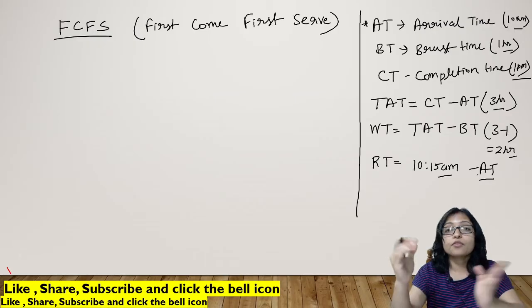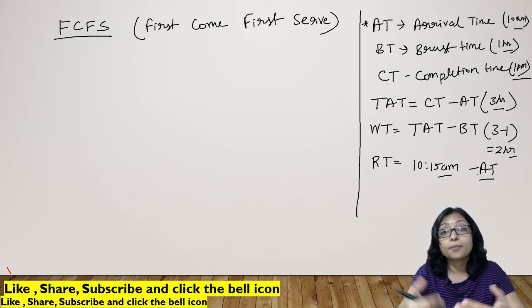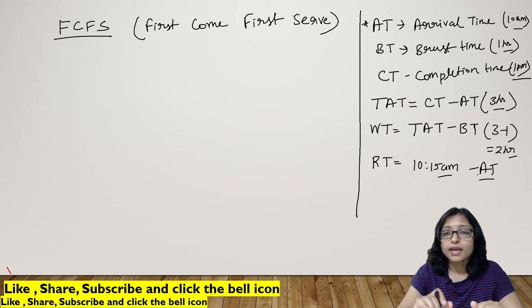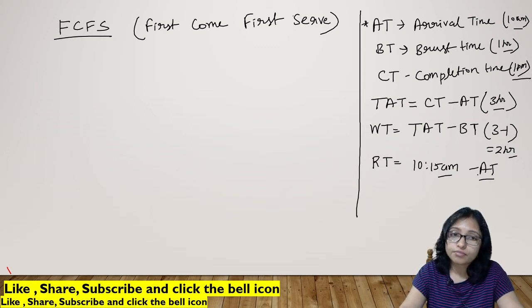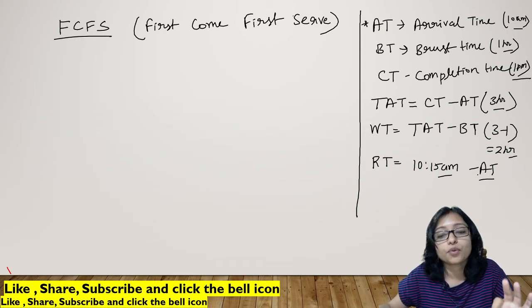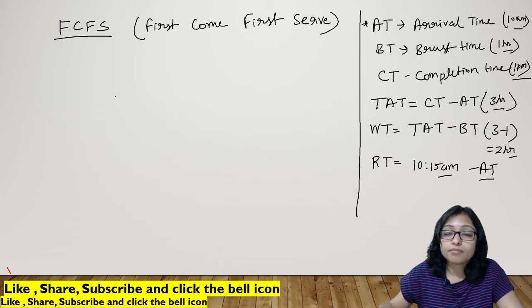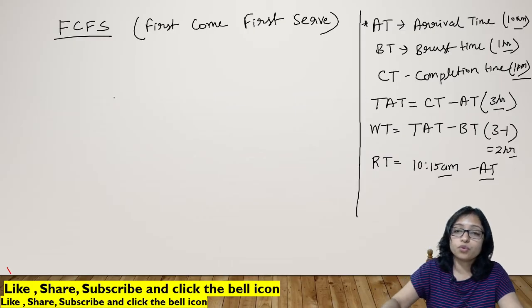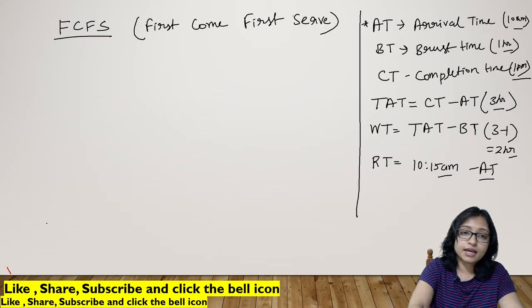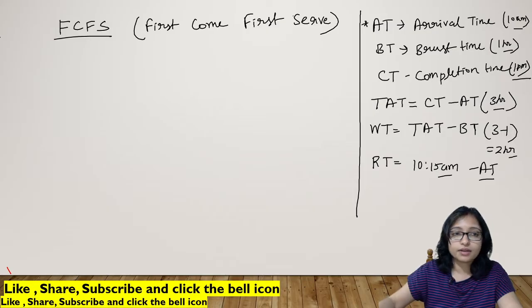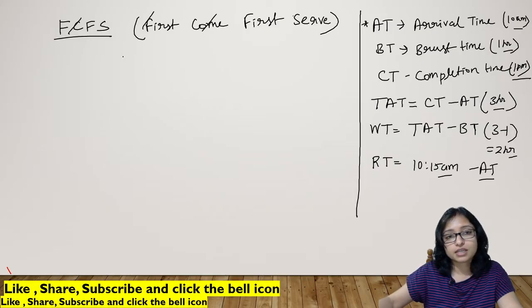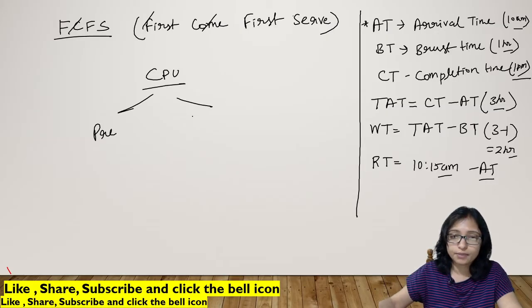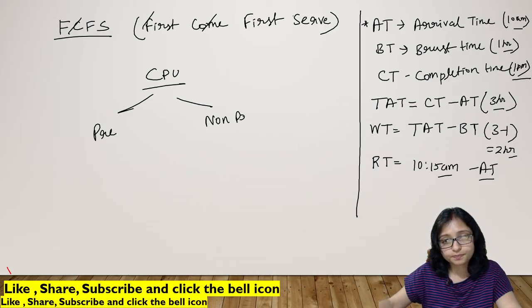It will be required mainly when we go for the preemptive algorithms. There are two types: one is preemptive scheduling, another is non-preemptive scheduling. What is preemptive? Preemption means before completion of the work. FCFS we will do on the next page, so here we are not doing FCFS. Here I am telling that CPU scheduling is divided into two parts: one is preemptive, another is non-preemptive.